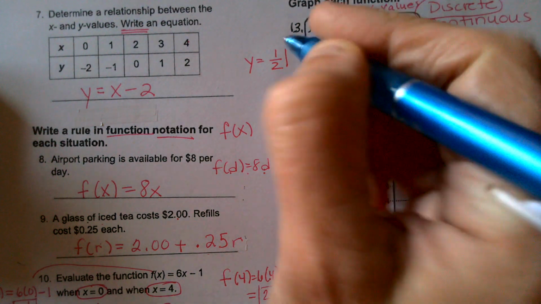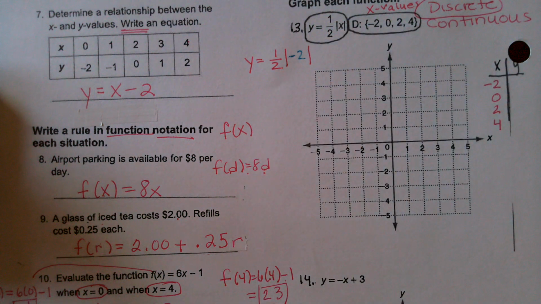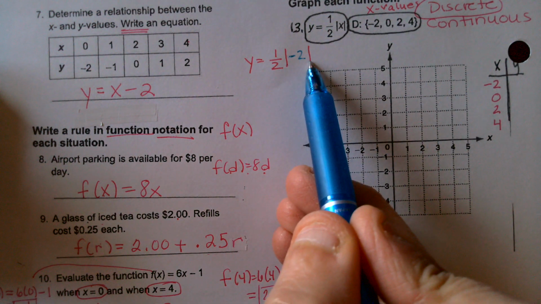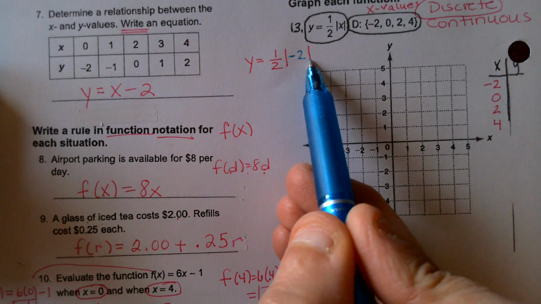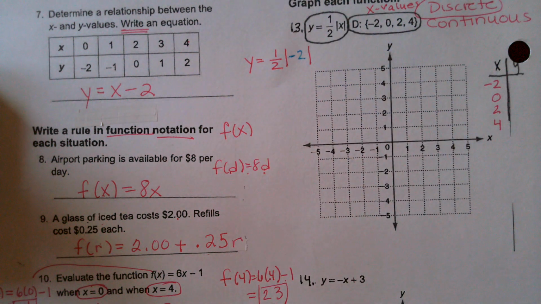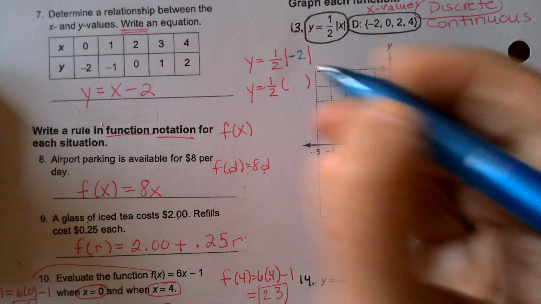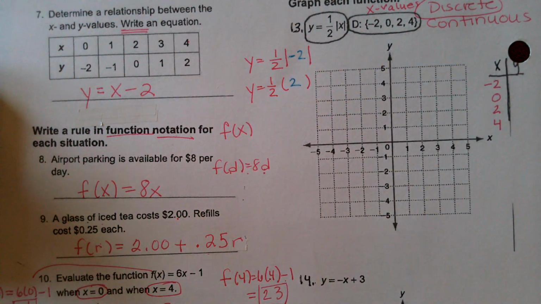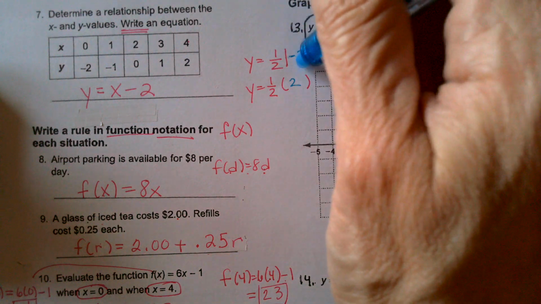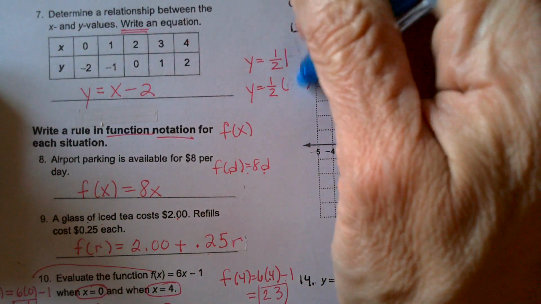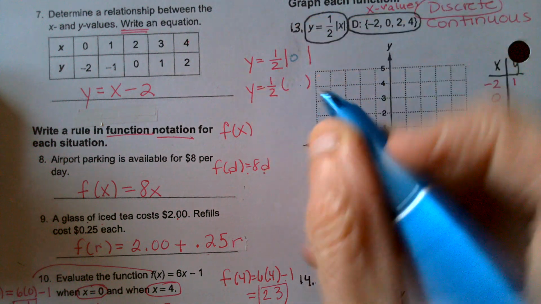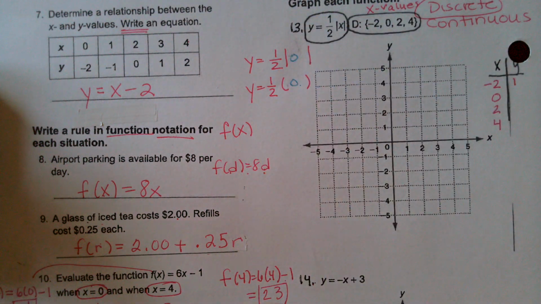Okay, if I put a -2 in here. The absolute value, remember, makes something positive. So the absolute value of -2 is 2. So you end up having y equals 1/2, in this case, times 2. And that is 1. 2 times half is 1. Then we go in and put the 0 in. So I'm going to erase that. I put the 0 in. Absolute value of 0 is 0. 1/2 of 0 is 0. Now I'm going to put the 2 in.